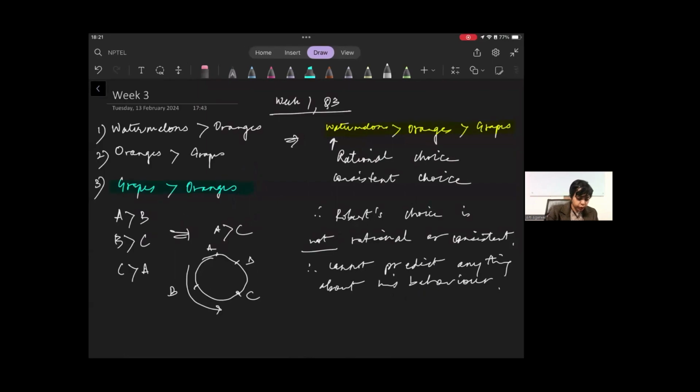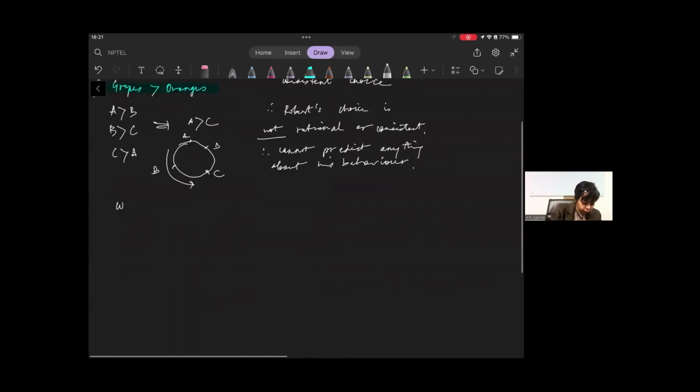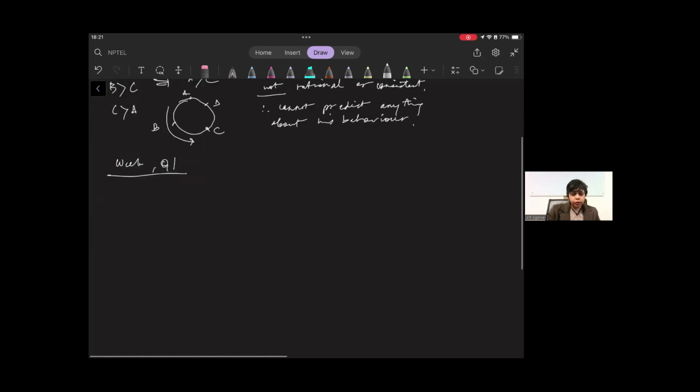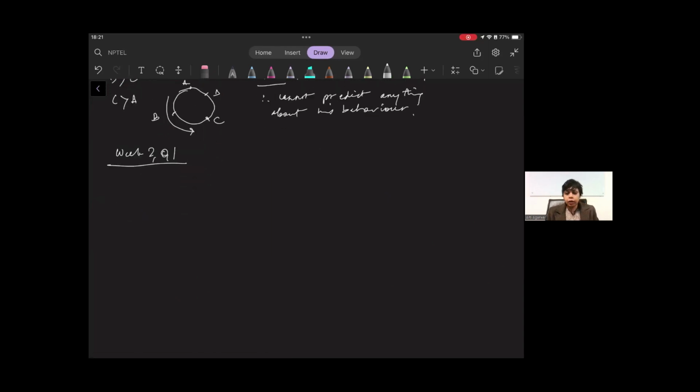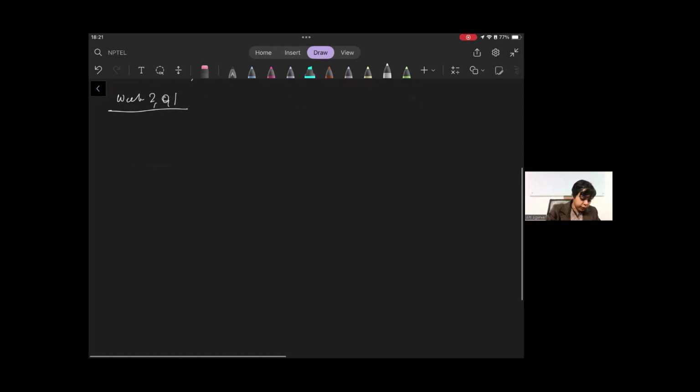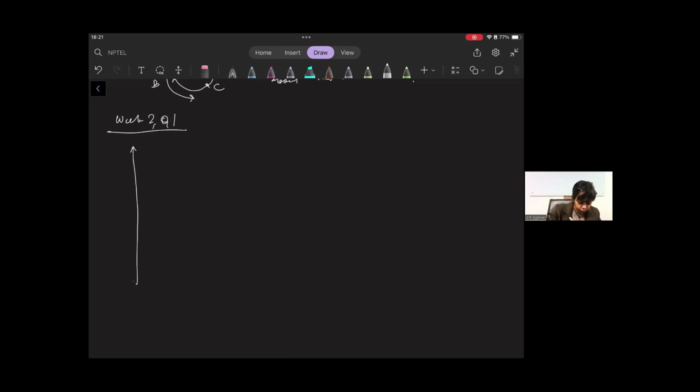Okay, let's go to question week two, question one. So now we're talking about the supply curve. Suppose we take a very generic curve, just a straight line curve, right? This is your Q, this is your P.